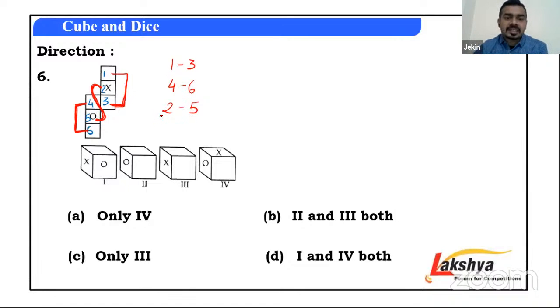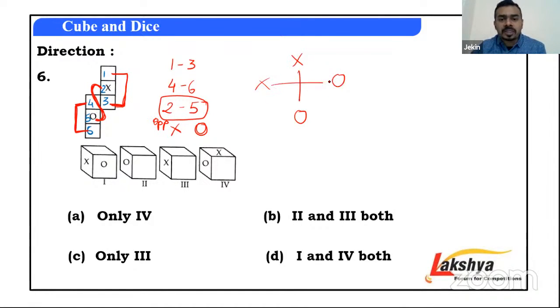2 and 5 are supposed to be opposites. These are opposites, right? So what is on 2? X. What is on 5? 0. Which means X and 0 have to be opposites. This is important, note it down. X and 0 have to be opposites. If X is on top then 0 is at the bottom, if X is on the left then 0 is on the right. They are opposites. So can X and 0 be adjacent? No. They cannot be adjacent, right? Because they are opposites. Simple.